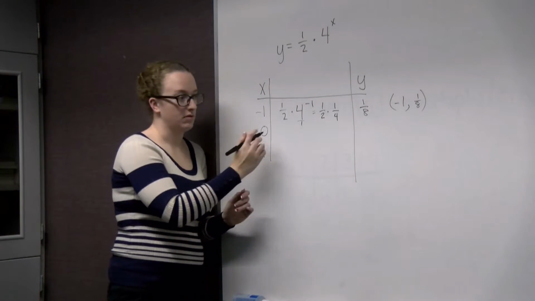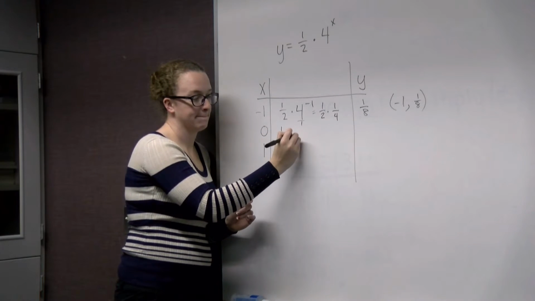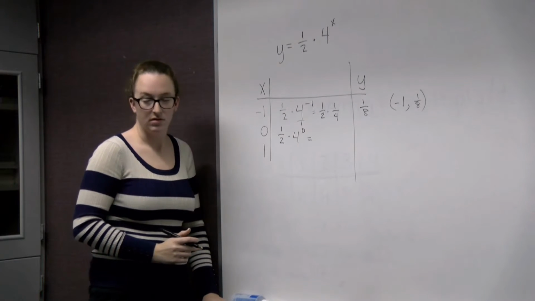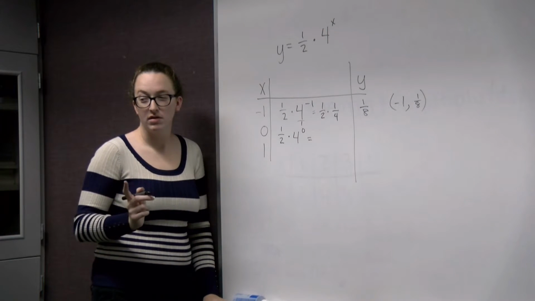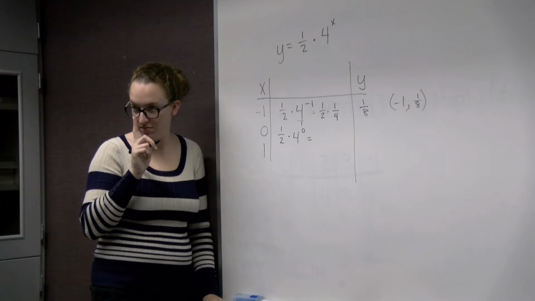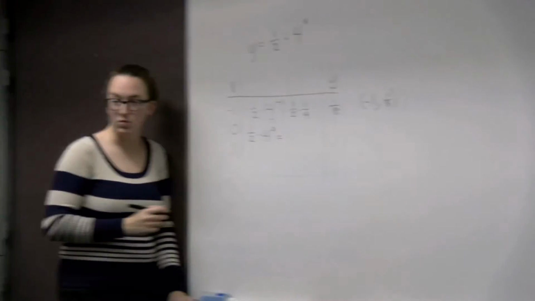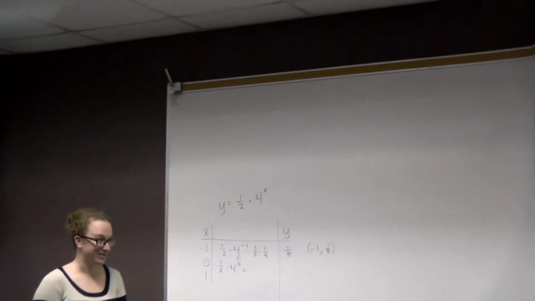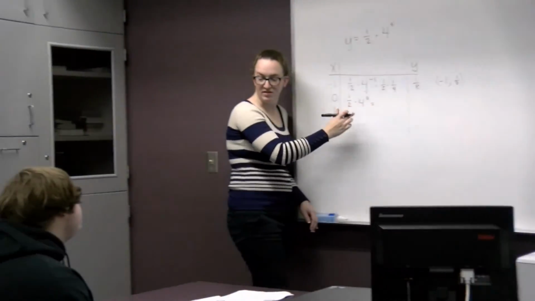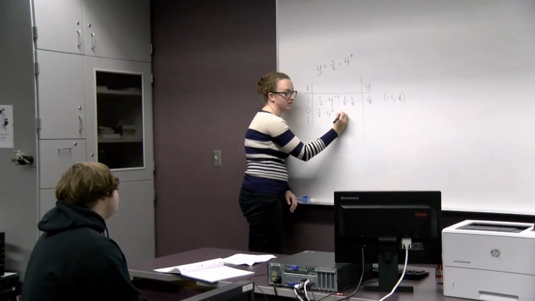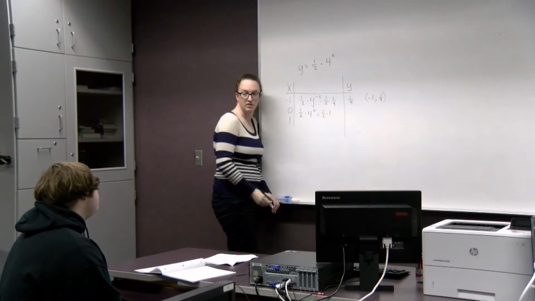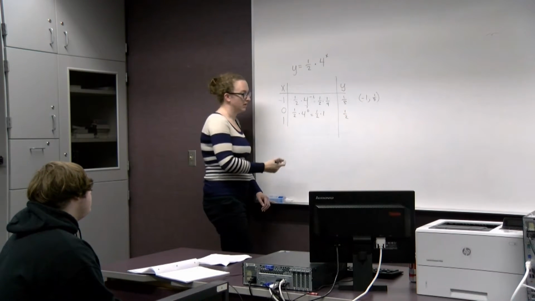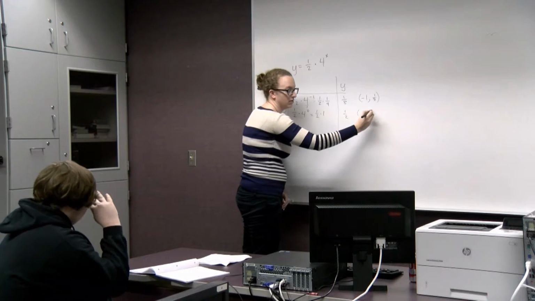Let's plug in 0 now. Anything to the 0 power is 1, not 0. So x to the 0 is 1. 100 billion to the 0 is 1. That's why we like using 0, because it basically makes that go away. So we're just going to have 1/2 times 1, which gives us 1/2, because anything times 1 is just itself. So now we have the point 0, 1/2.